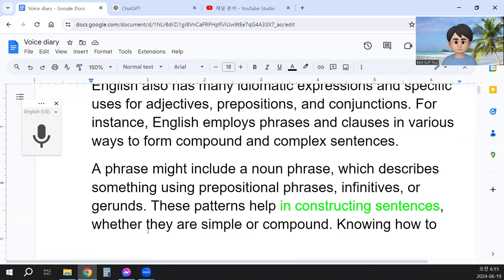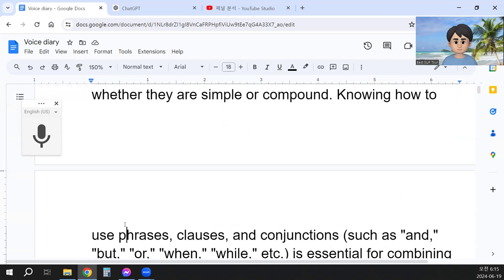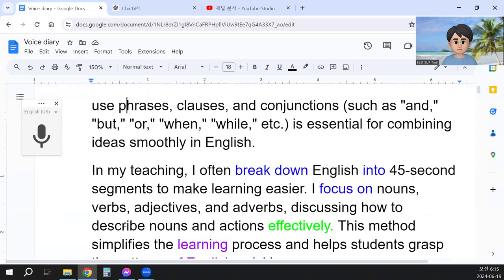For instance, English employs present clauses in various ways to form profound and complex sentences. A phrase might include a noun phrase, which describes something using prepositional phrases, infinitives, or gerunds. These patterns help in constructing sentences, whether they are simple or compound. Knowing how to use phrases, clauses, and conjunctions such as and, but, or, when, why, is essential for combining ideas smoothly in English.